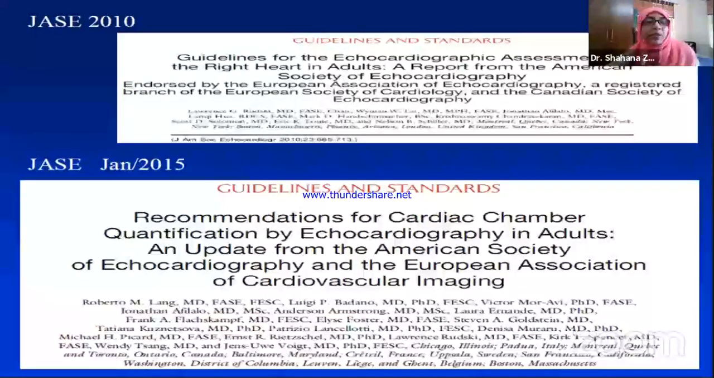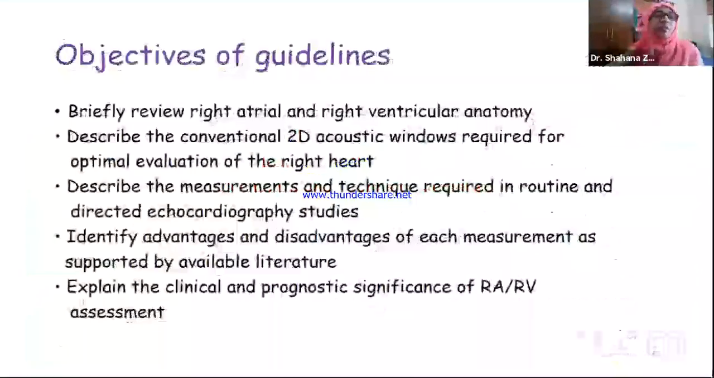Now, what are the objectives of these guidelines? They briefly review right atrial and right ventricular anatomy, describe the conventional 2D acoustic windows required for optimal evaluation of the right heart, describe the measurements and techniques required in routine and directed echocardiographic studies, identify advantages and disadvantages of each measurement supported by available literature, and explain the clinical and prognostic significance of RA-RV assessment.